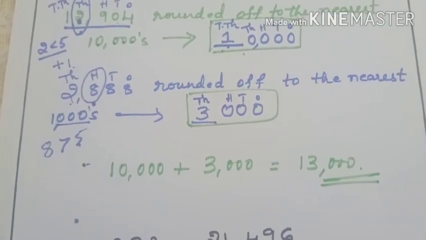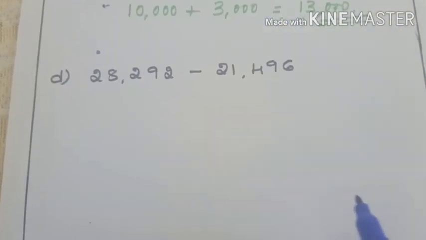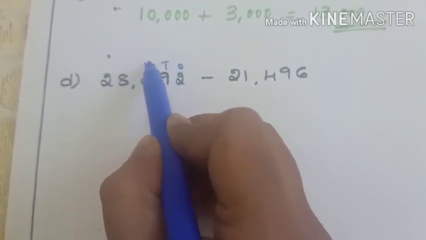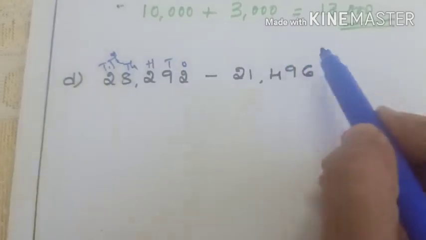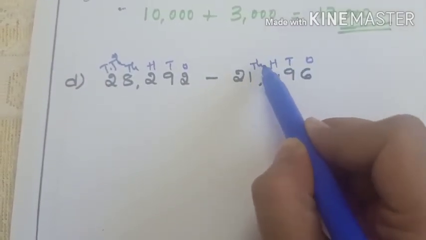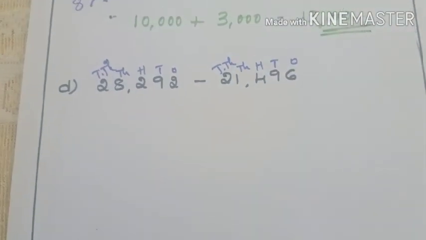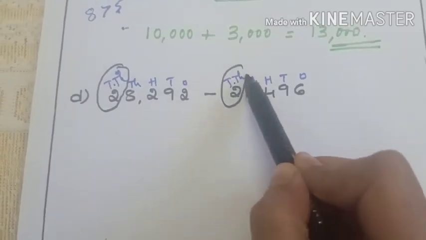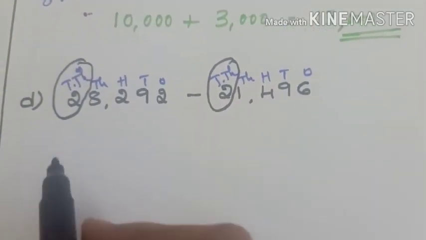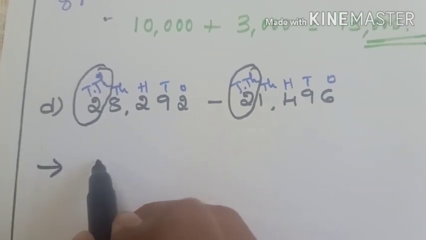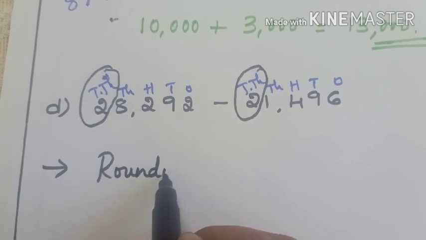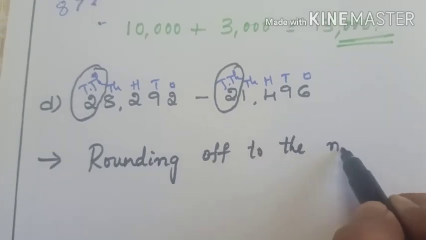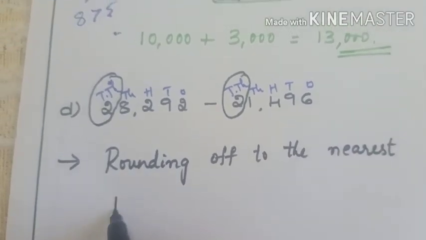Shall we move to question D? Yeah. So see here, write down the place values: ones, tens, hundreds, thousands, 10,000s, ones, tens, hundreds, thousands, 10,000s. Since the highest place value is 10,000, can you see both the numbers? The highest place value is 10,000. So we have to round off to the nearest 10,000s place.